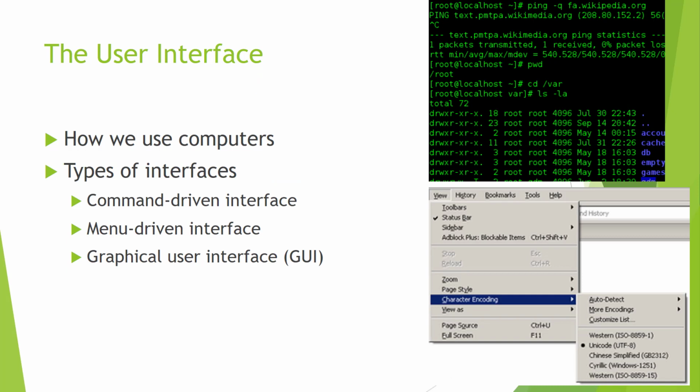The user interface. All right. So how do we interact with computers? So the OS provides the interface that lets us interact with it. And what we use now is the last one, which is the graphical user interface. You might hear it called a GUI. It's pronounced Gooey, I believe. All right.